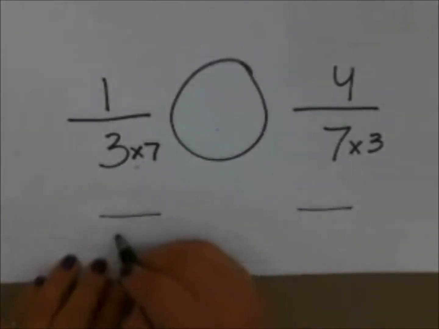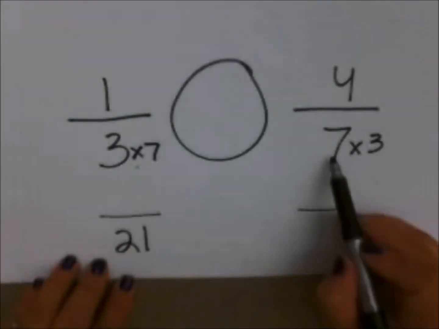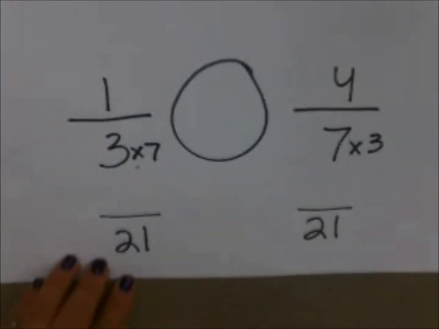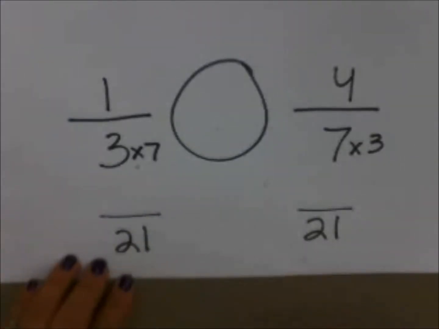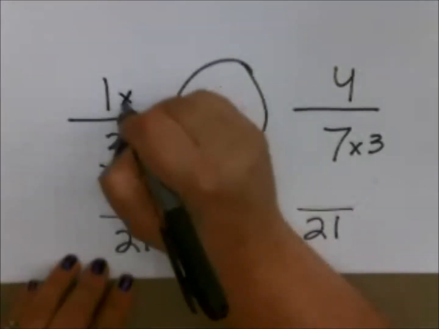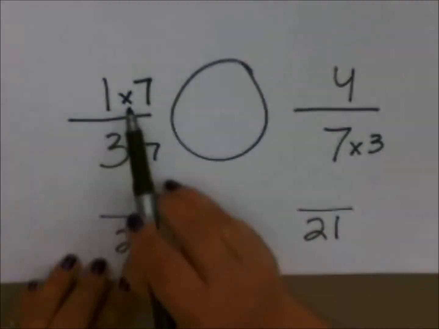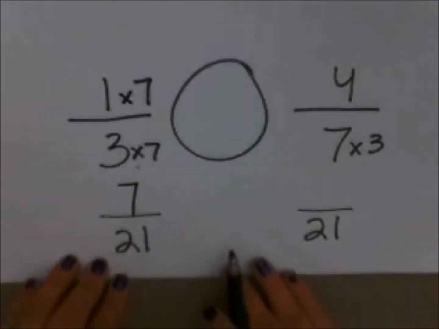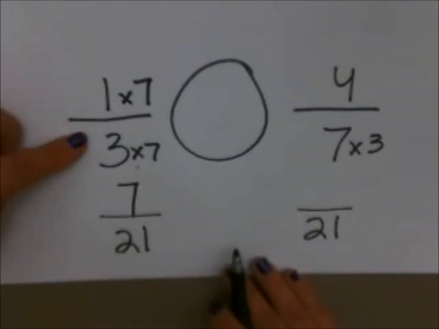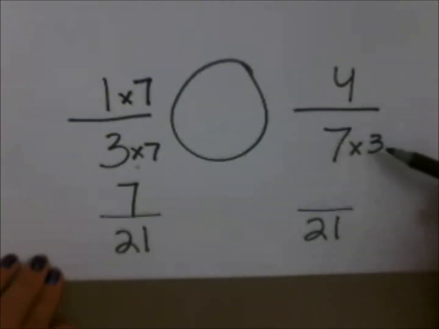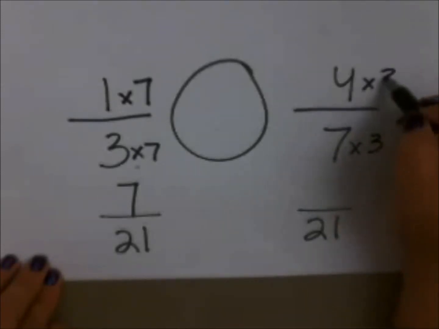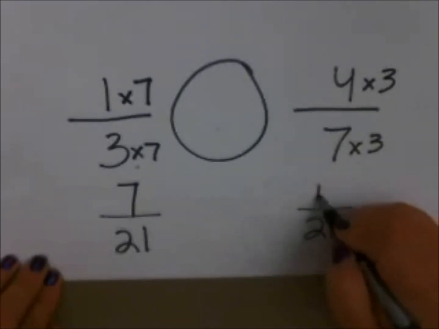So 3 times 7 gives me a new denominator of 21. 7 times 3, I get a new denominator of 21 again. Now comes the numerators, pardon me. 3 times 7 gave me 21, so what would my numerator then be? What we do on the bottom, we must do on the top, and 1 times 7 would give me 7. So friends, what I have here is 1/3 is equivalent to 7/21. Over here, I multiplied 7 times 3 to get 21, and what I do on the bottom, I must do on the top, and 4 times 3 gives me 12.